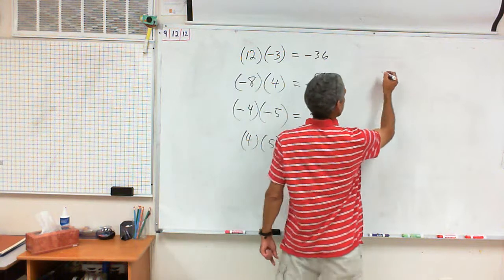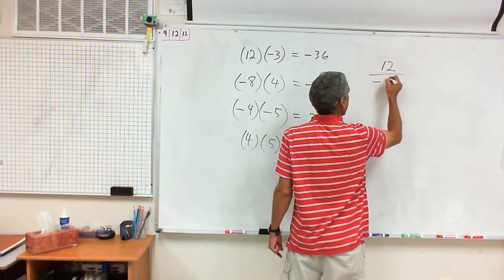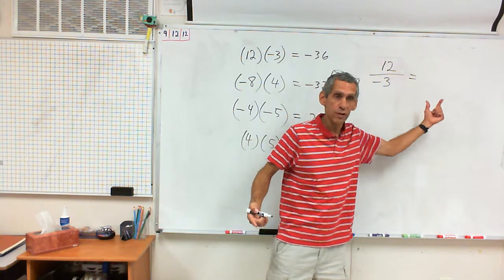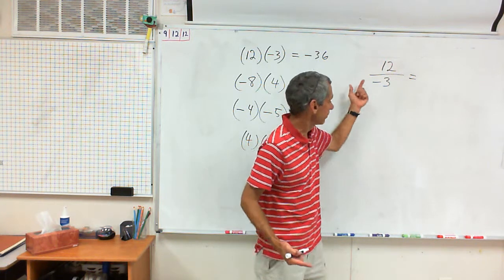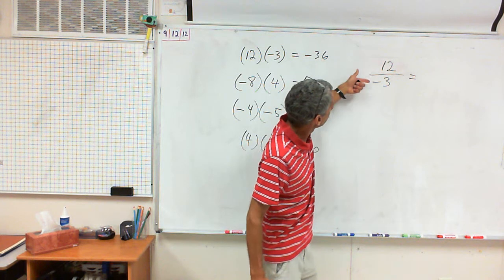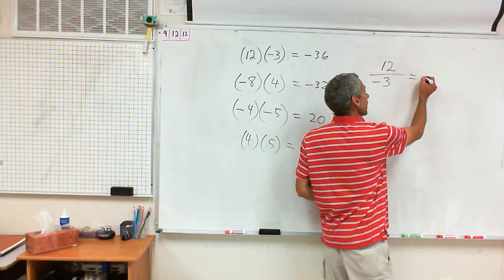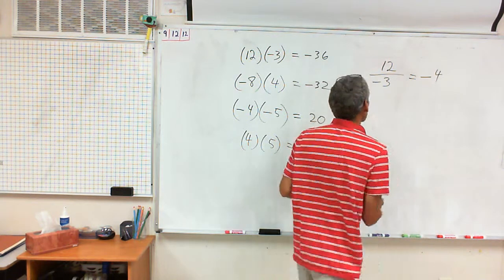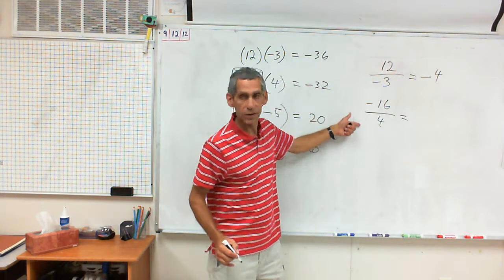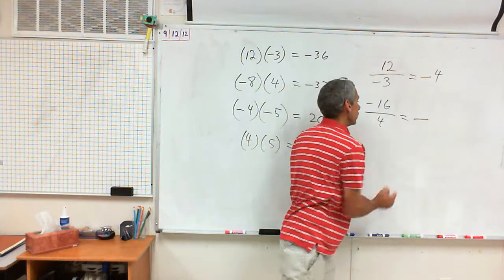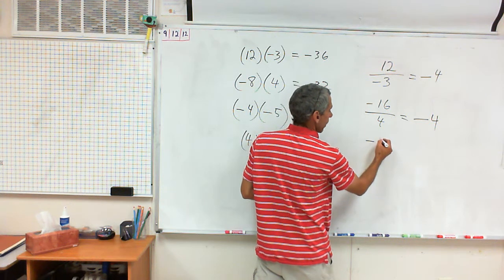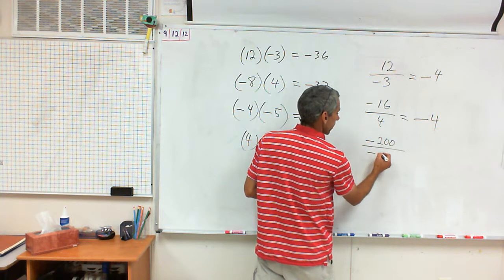All right, and then dividing. Like 12 divided by negative 3. The signs are different. Therefore, the quotient, that's the answer to a division problem, has to be, did I say product down here? Oh, that was for multiplying. Whatever. For 12 divided by negative 3, the signs are different, so it's got to be negative, and 12 divided by 3 is 4. All right, negative 16 divided by 4. The signs are different, so the answer has to be negative, and 16 divided by 4 is 4. Negative 4. All right, what about this? Negative 200 over negative 100.